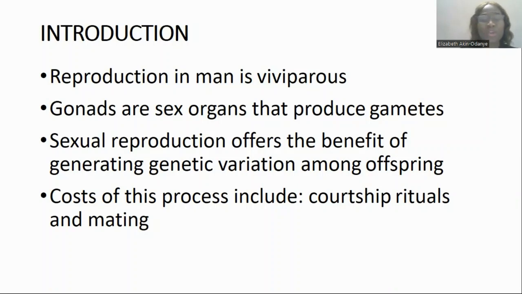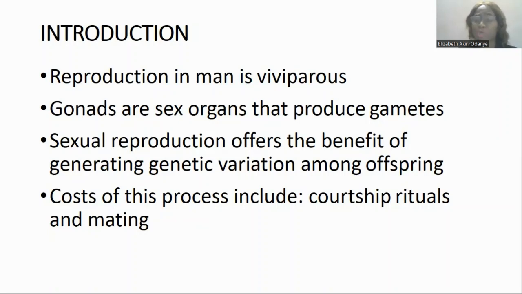Gonads are sex organs that produce gametes. So the male gonads are the testes, and the testes produce sperm and the male sex hormones, the androgens, most important of which is testosterone. Then the female gonads are ovaries, which produce eggs and female sex hormones, such as estrogen and progesterone.